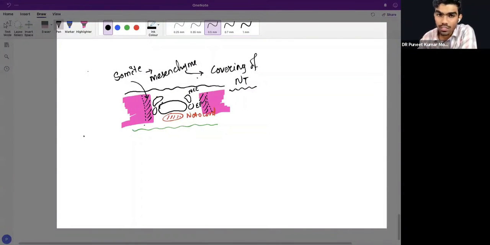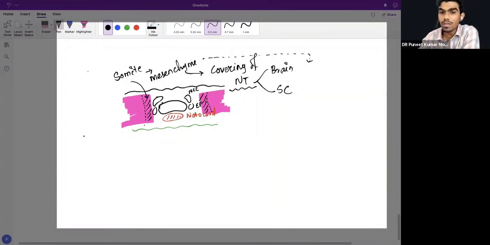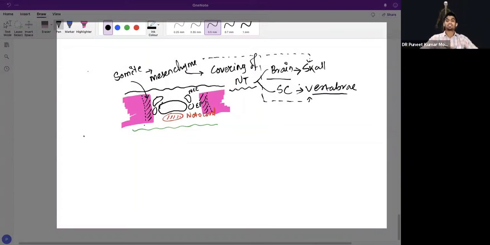I told you the neural tube forms the central nervous system, means the neural tube forms the brain and the spinal cord. So these mesenchymes form the coverings of the neural tube, means the mesenchyme on the cranial end forms the skull, and on the distal end the mesenchyme forms the vertebral column. Is this clear or not?